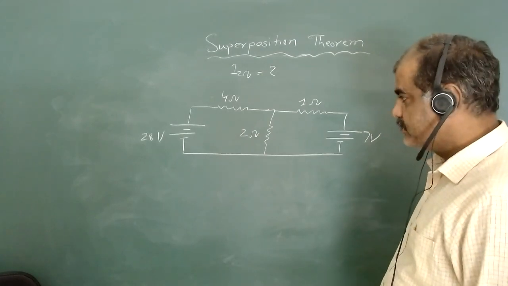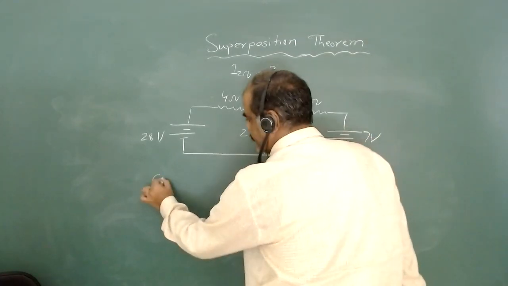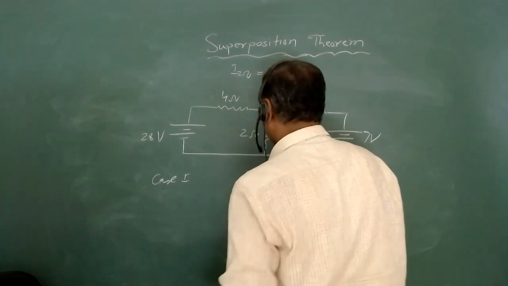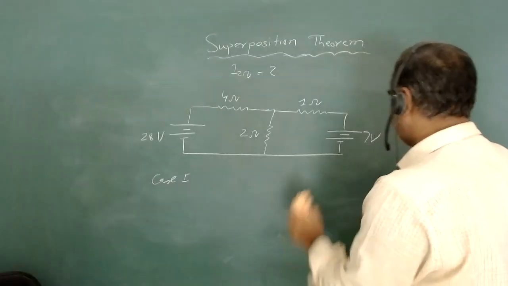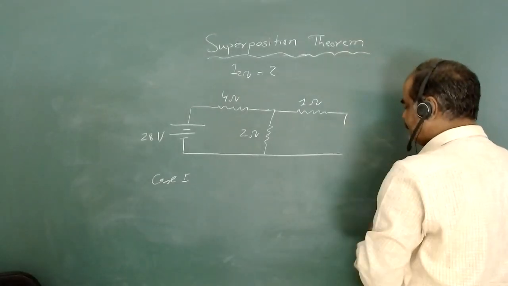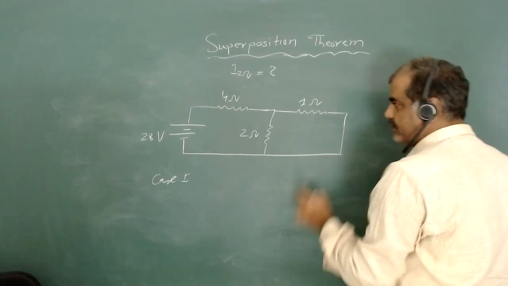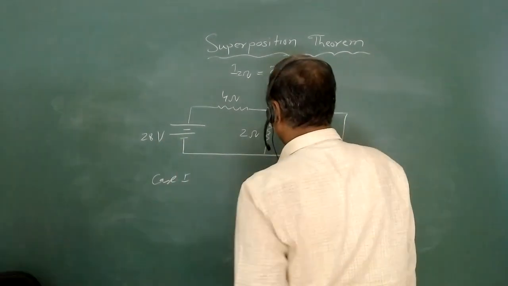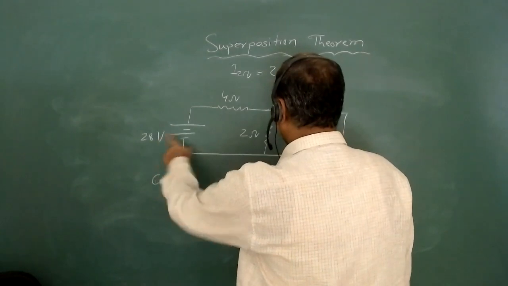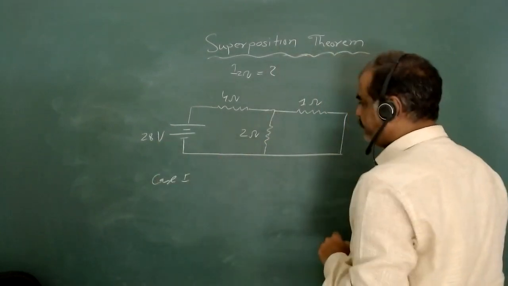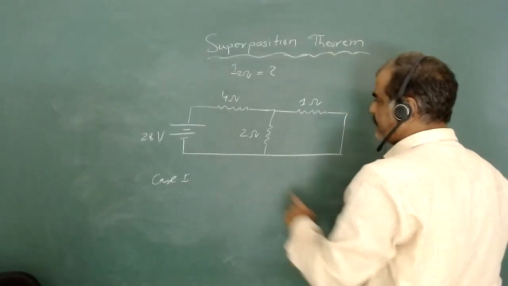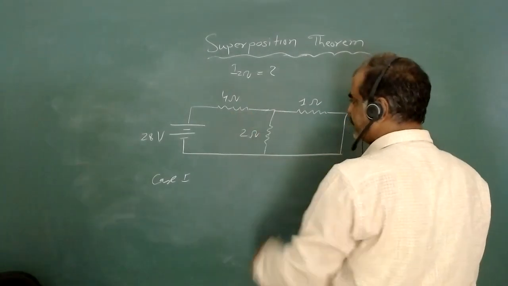So I will take case 1. Case 1 means I will short circuit one of these batteries, because I'm now using this 28 volt battery. Now, due to this 28 volt battery, how much current will flow here? For that I need to first calculate the total current in the circuit.